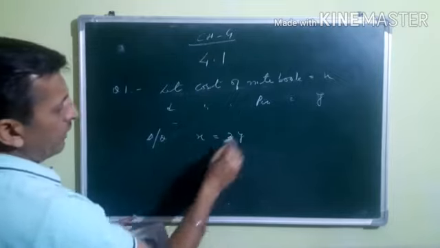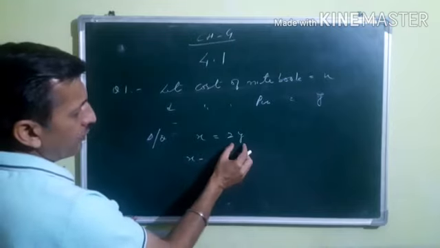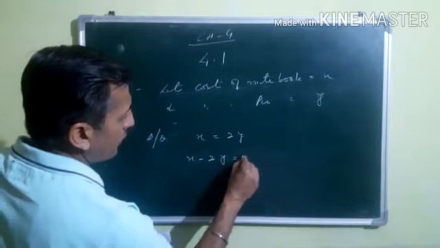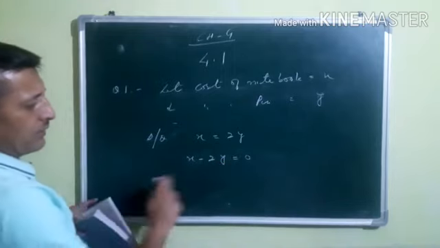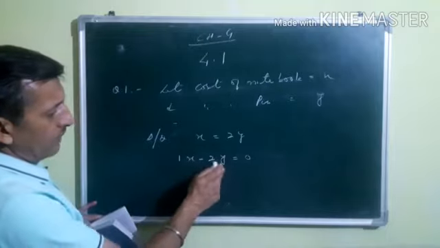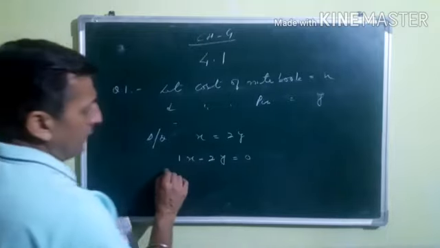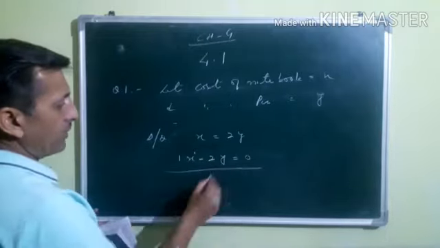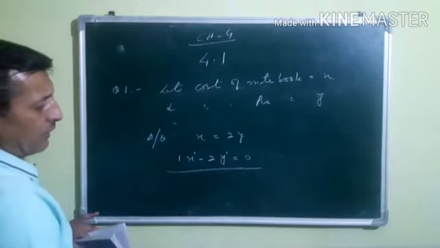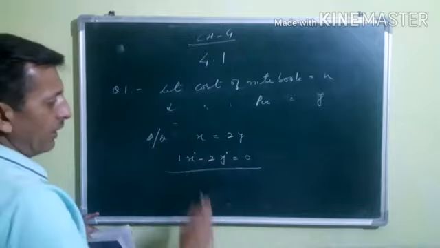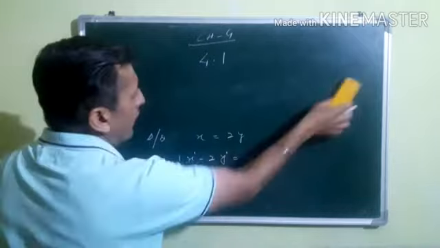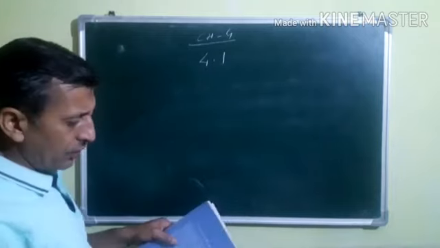Now if you want to write it as an equation, you can shift this 2y from the right to the left. That becomes x minus 2y is equal to 0. You can write it like this also: 1x minus 2y is equal to 0. This is a linear equation because its power is 1. That's why this is a linear equation with two variables x and y. This is the solution for question number 1.